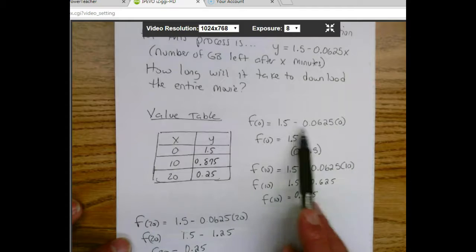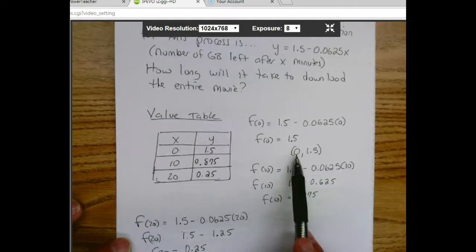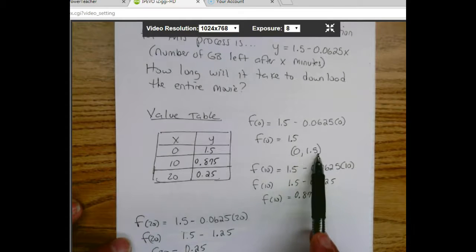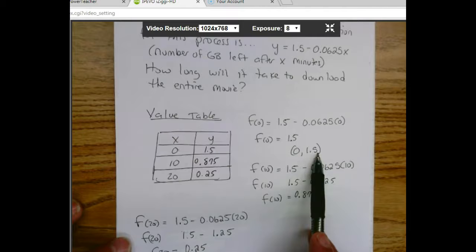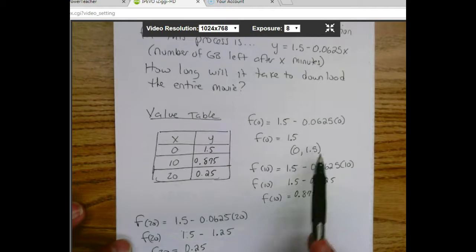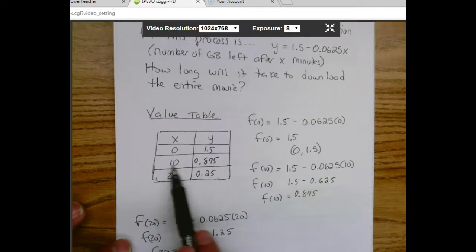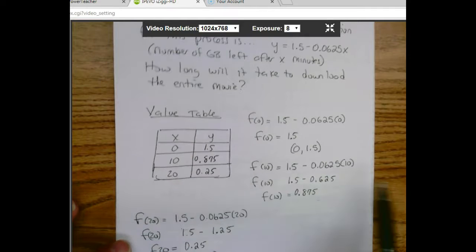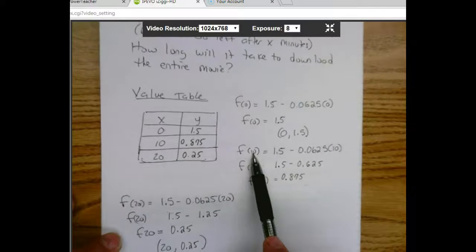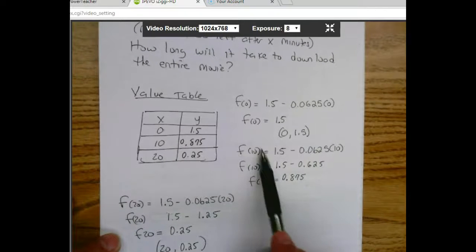That's going to cancel out really quickly, and we're going to get 0, 1.5. I'll show you the graph in a minute. Then we might want to say 10 minutes and 20 minutes. Just pick those. And then we make the function equal to 10. And when we do these functions, we're saying x equals something, and then we solve for y.